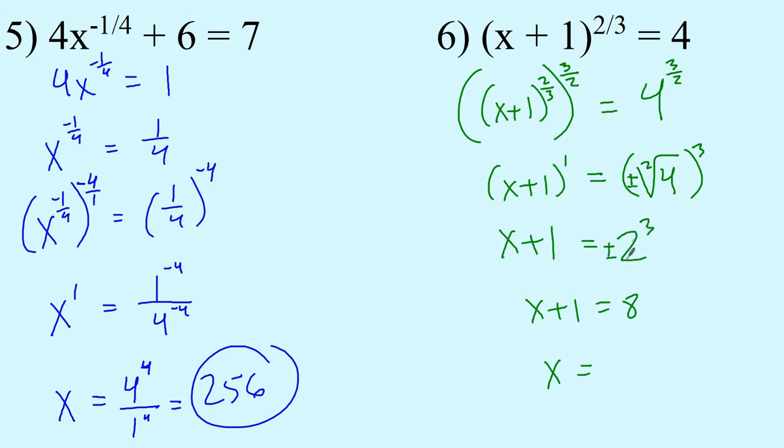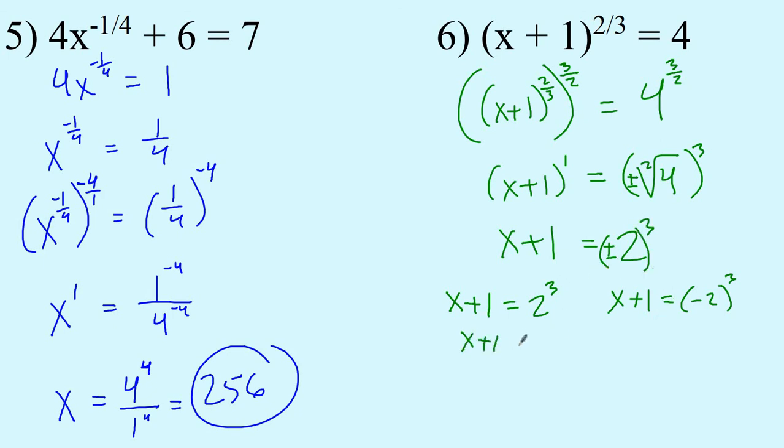So this is when it might get a little tricky, right? You have two numbers, okay? Don't lose them, okay? You have one where it is positive 2 cubed, and then you have another one where it's negative 2 cubed, right? Because it was all of this. Okay, so it might be easier to split it into two equations. So this is x plus 1 equals 8, so x equals 7.